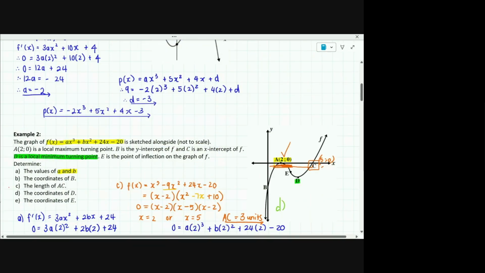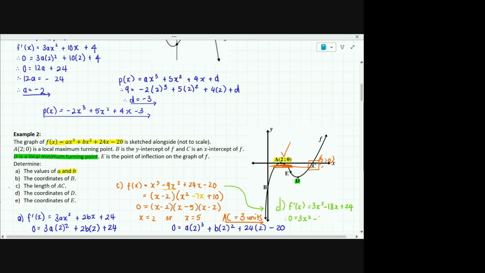We want the first derivative. Now we've got the equation of our cubic, so we're just going to use that. That gives me 3x squared minus 18x plus 24. The turning point is where your first derivative is equal to 0.